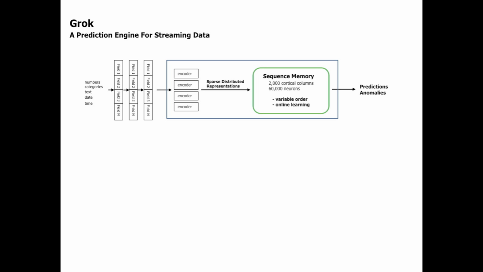Now that we have these sparse distributed representations, we run them through our sequence memory, which is typically 2,000 cortical columns, 60,000 neurons. It has the behavior we talked about, variable order and online learning, and then we get predictions and anomalies out of it.